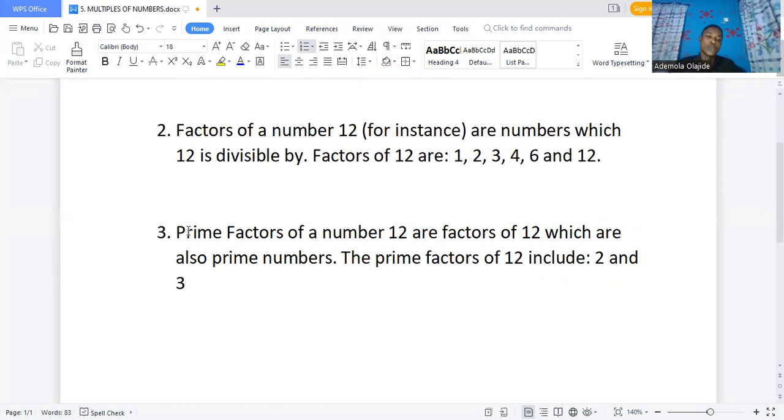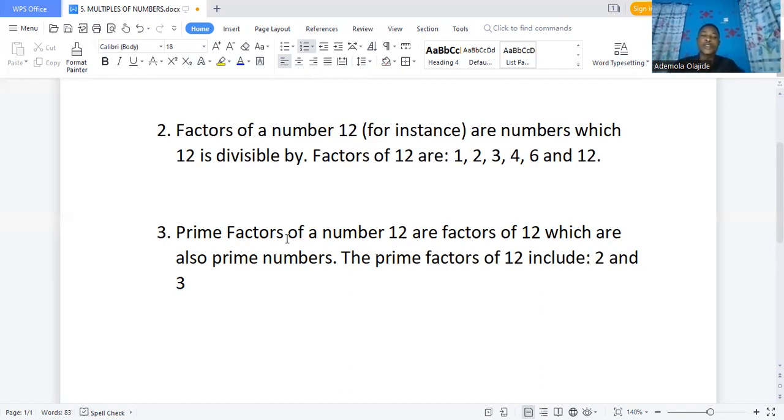So number 3 here, we are looking at prime factors of a number. As the name implies, we want to talk about factors, and we want to talk about prime numbers. That is, among the factors of the number that we are talking about, which of them are prime numbers? Which of them are prime?